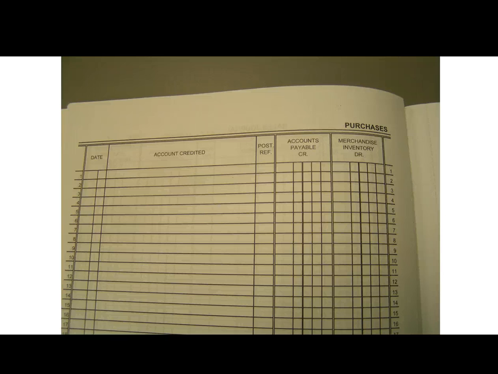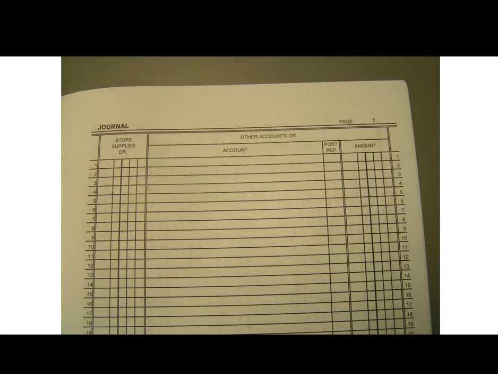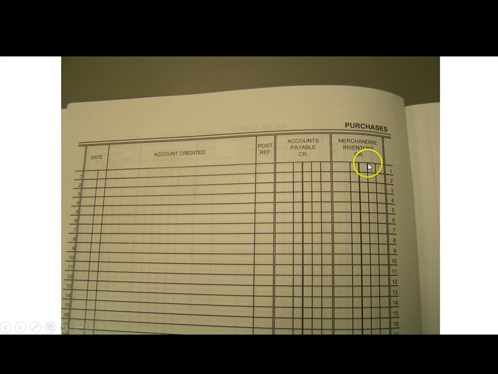Here it is with the left-hand side of the page, and this is what we're going to be using tonight and in most of our entries. But there'll be quite a few entries that will require something in the store supplies column or an account that's not listed in one of these three columns: store supplies, merchandise inventory, or accounts payable. Now, accounts payable is always going to be there. That's one of the things about this journal. We're buying things on account, so every line is going to have an entry under accounts payable.